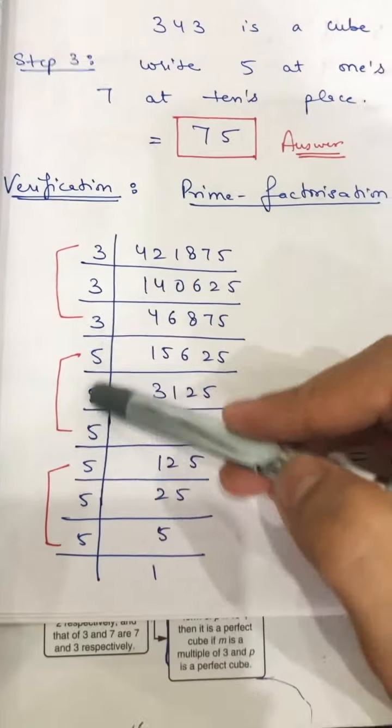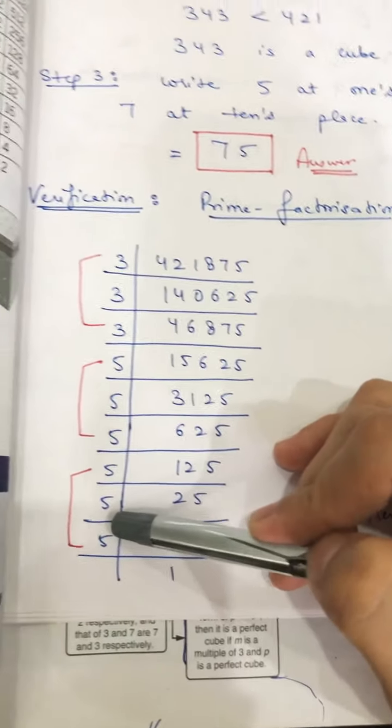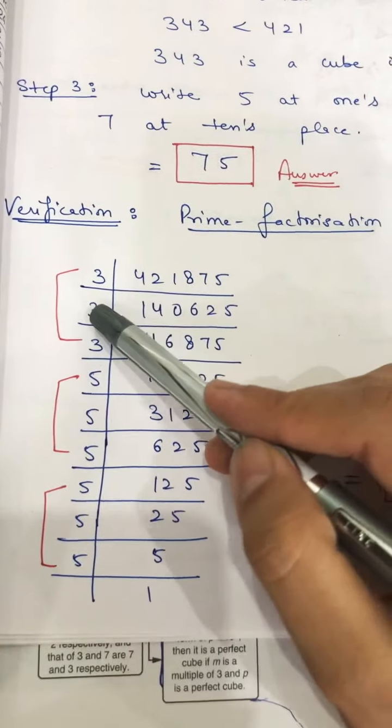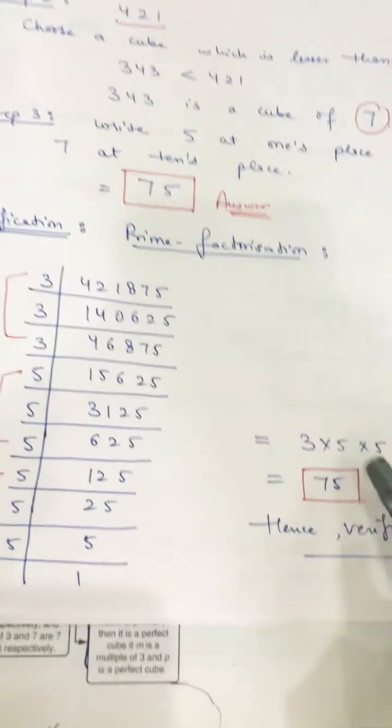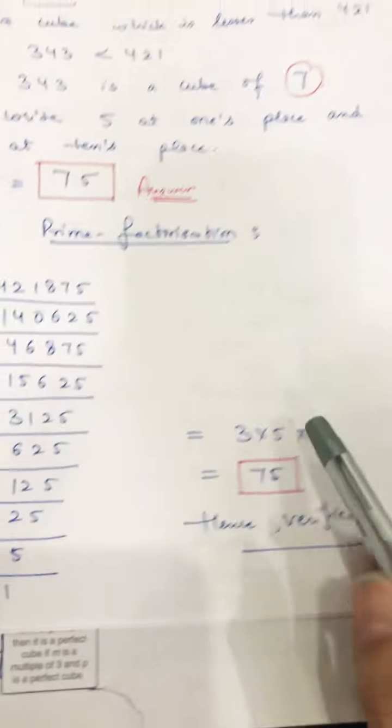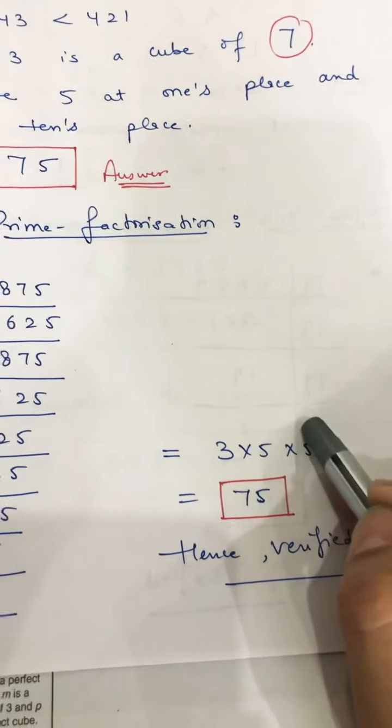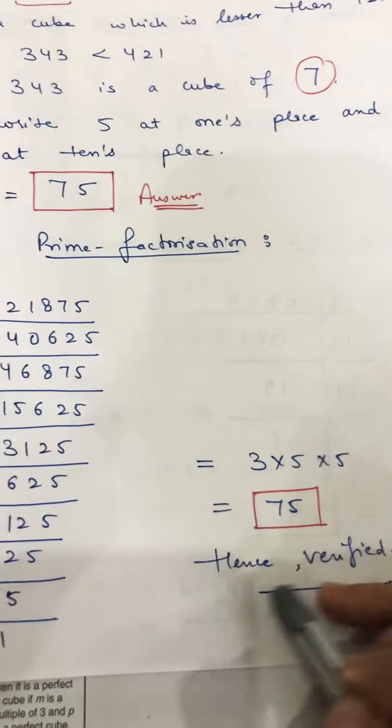So how many cubes are we having? We are having 3 cubes. Sorry. First cube is 3, second cube is 5, third cube is 5. So 3 5s are 15, 15 5s are 75. So this is your answer.